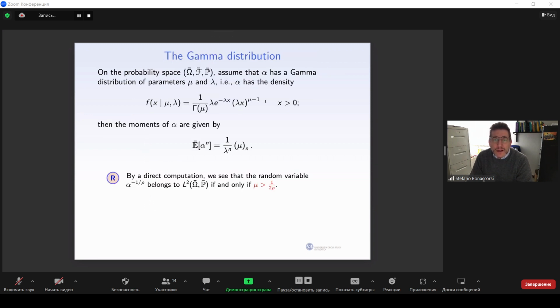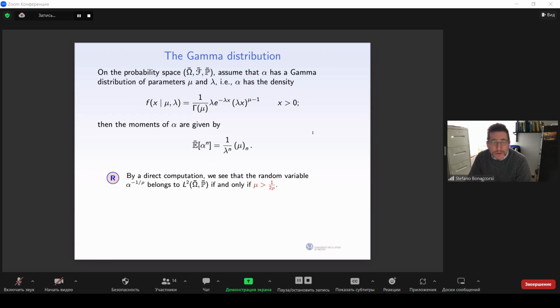Okay, so as I said, mu is the parameter that you find in this distribution. And one interesting computation that you can do that is important in the sequel is the following. The random variable you need to take the expectation of is a negative power of alpha. For positive powers of alpha, the expectation is very simple. It's given by 1 over lambda to the n times the Pochhammer symbol of mu and n.